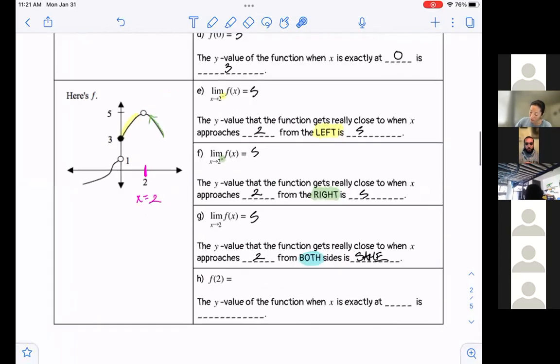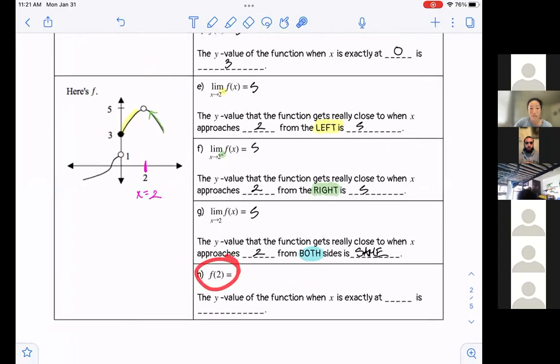All right, the last question on our graph. It is a return to things that we know, function notation. And this says, find the Y value of the function when X is exactly at 2. What's the Y value when we get to X equals 2? Not like we get close to it, but like we're actually there. Okay. There's a hole right here. That means there's no value right there.